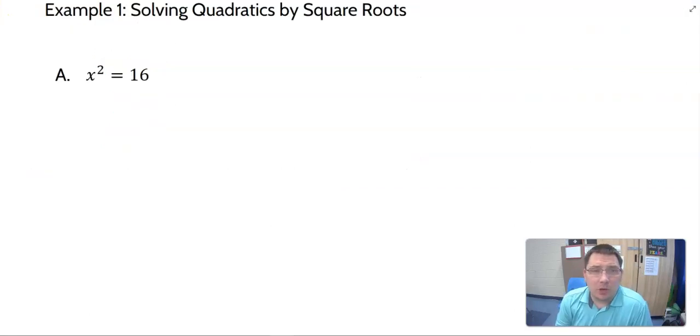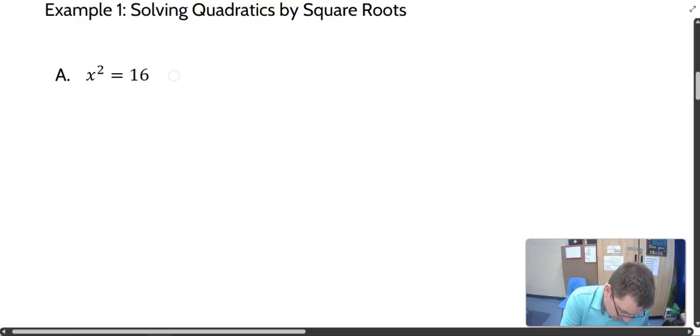And so in example 1, we see x squared is equal to 16. And so when we think about solving equations, we're always undoing operations, right? If we see subtraction, we'll undo it with addition. If we see division, we undo it with multiplication. The same happens when we see exponents. We undo a square by taking the square root of both sides.